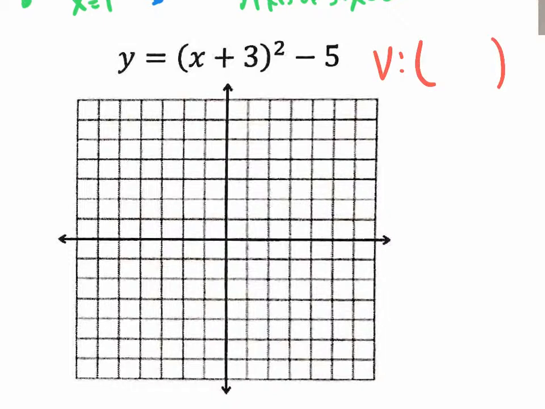Vertex. -3, comma, -5. It's too easy, right? Let's go to the -3 on the x. 1, 2, 3. -5 on the y. 1, 2, 3, 4, 5 down here.